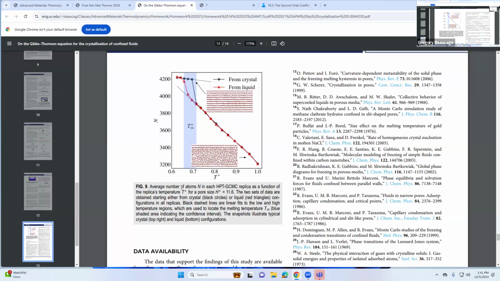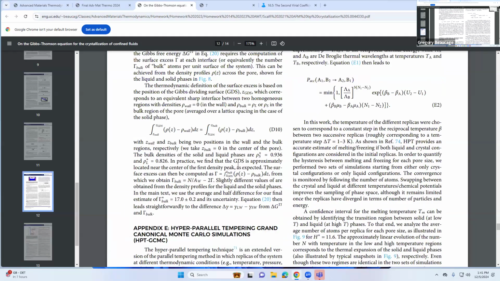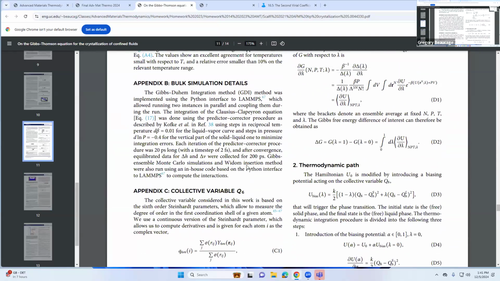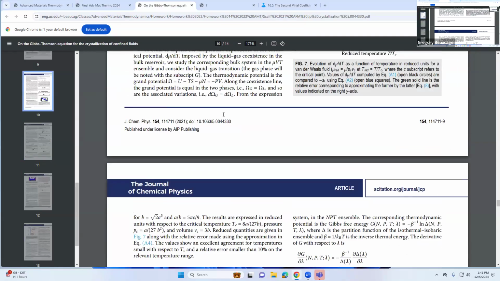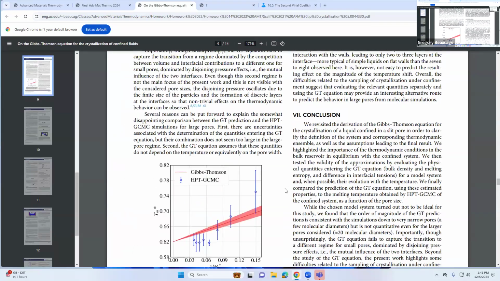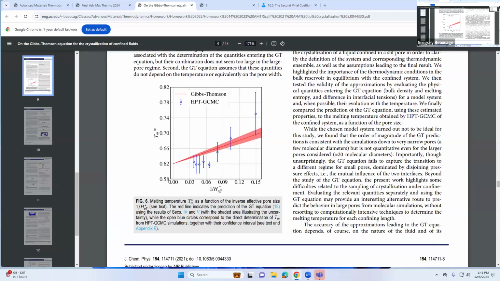Even though this is framed around the paper, it doesn't have much to do with the paper. It's more just different things. You can look at the paper, but in the end, he gets something he's happy with. He wants to show that Gibbs-Thompson works, and he does these Monte Carlo simulations to prove it. This last little figure is the whole paper.